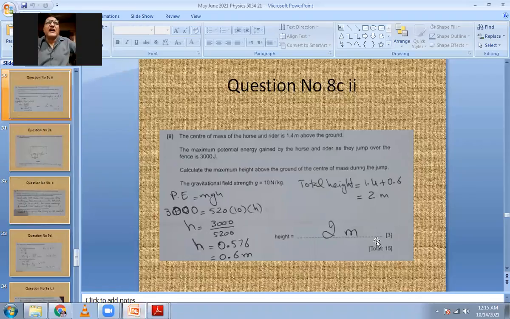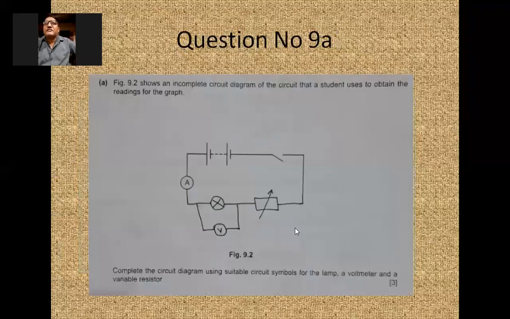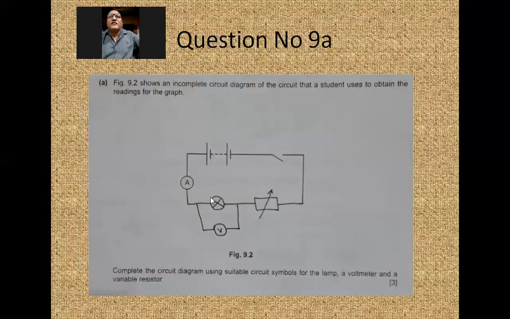Question number 9, and its first part. Okay. So here you can see that we have drawn it. We have put a lamp here. Okay, so we are supposed to put a lamp here. We have put a variable resistor here. And across the lamp, I have put a voltmeter. It's a 3-mark question, very easy question.